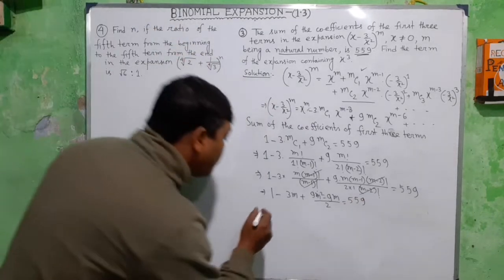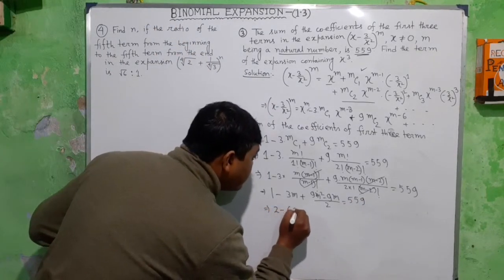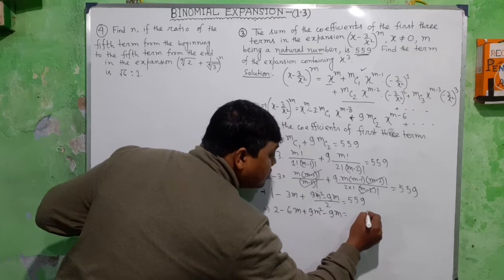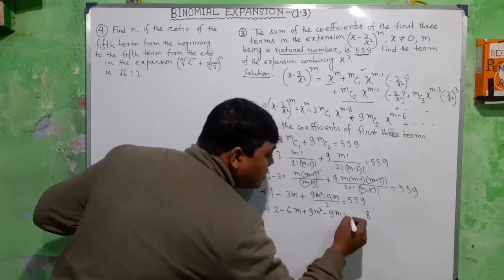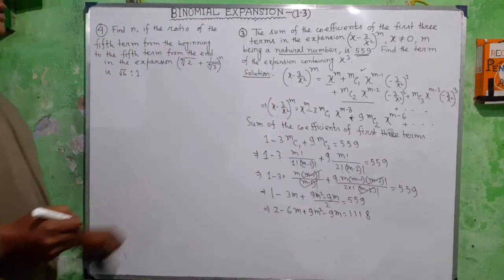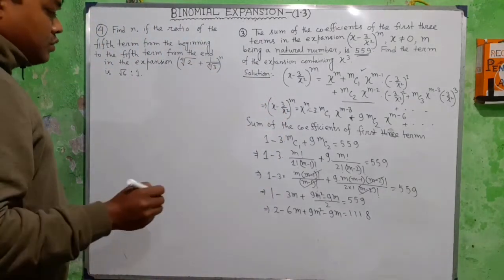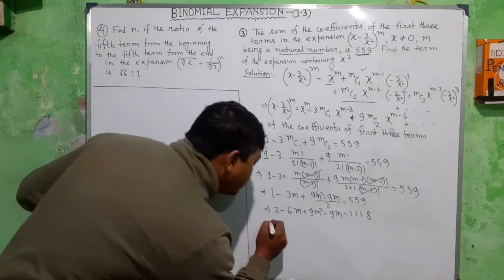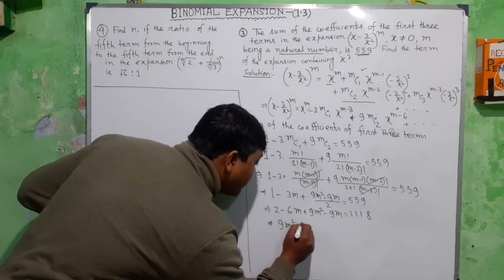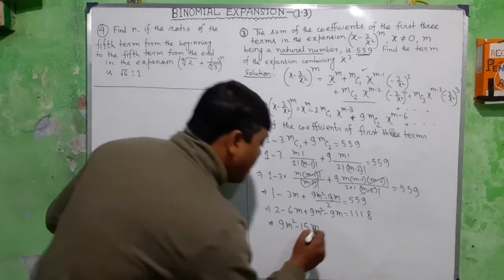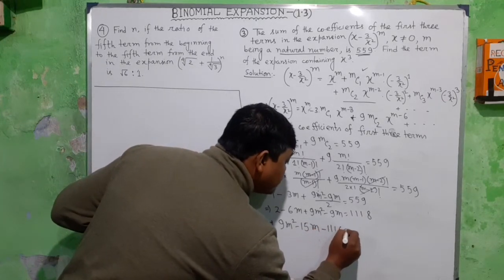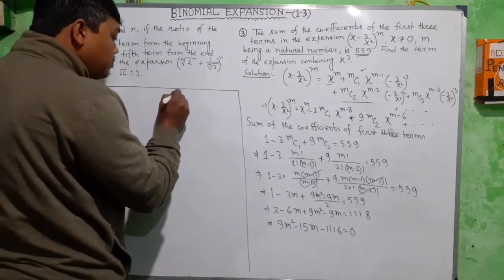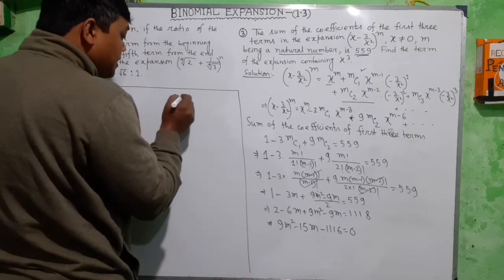After some calculation we will get 2 minus 6m plus 9m square minus 9m equals 1118. Okay, from this expression we have gotten the quadratic equation in m: 9m square minus 15m minus 1116 equals 0. Now I factorize this expression.